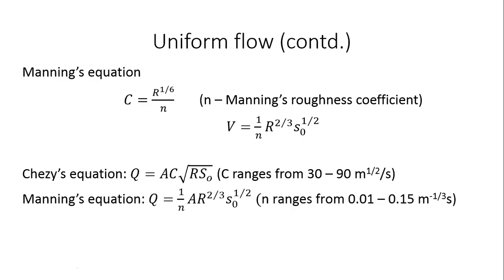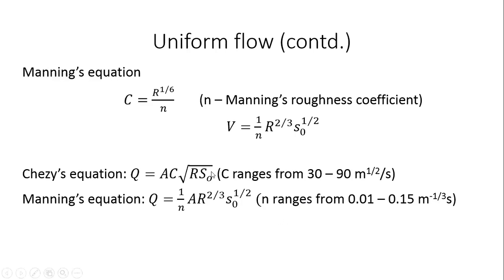Similarly, with Manning's equation, I just multiplied this equation by A. I'll get Q equal to 1 by N A R to the power 2 by 3 S naught power half. This Manning's roughness coefficient N typically ranges in value from 0.01 to about 0.15. This again has mixed unit, meter power minus 1 by 3 times second. Okay, so it's a very mixed unit.